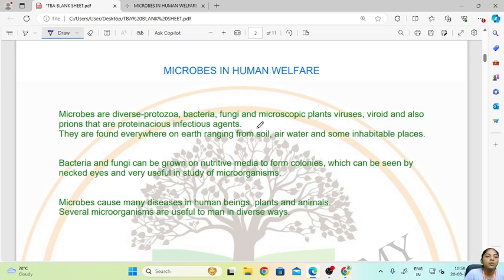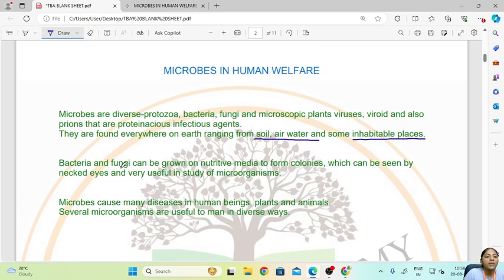So microbes are very diverse. This we know. There are various types of microbes, that is protozoa, bacteria, fungi. Then there are microscopic plants, viruses, viroids, and also prions, which are proteinaceous infectious agents. So these are those microorganisms which can cause infectious diseases. Then they are found almost everywhere on earth, ranging from soil, water, air and some inhospitable places as well.